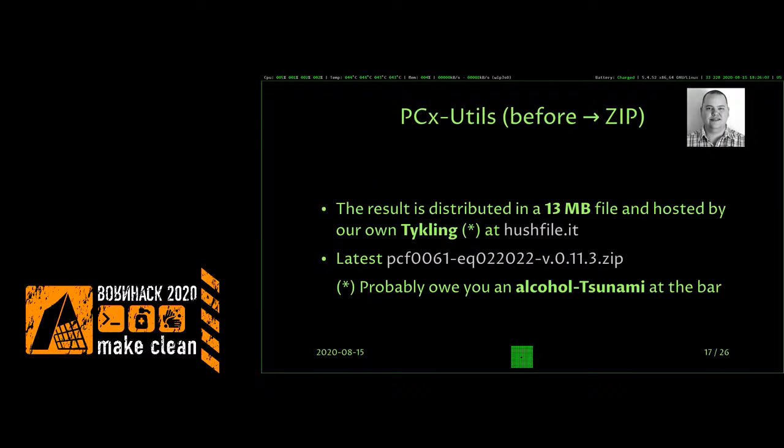Once you have both the DBC files and the image files in a smaller size, well, I don't want to use too much of Tyglin's service, so at the moment it's 13 megabytes, and I just push it up to hostfile.it, and you can get the latest version. And like I say, I probably owe Tyglin an alcohol tsunami afterwards, because it's a free service and I am allowed to host my update of the data from his service.